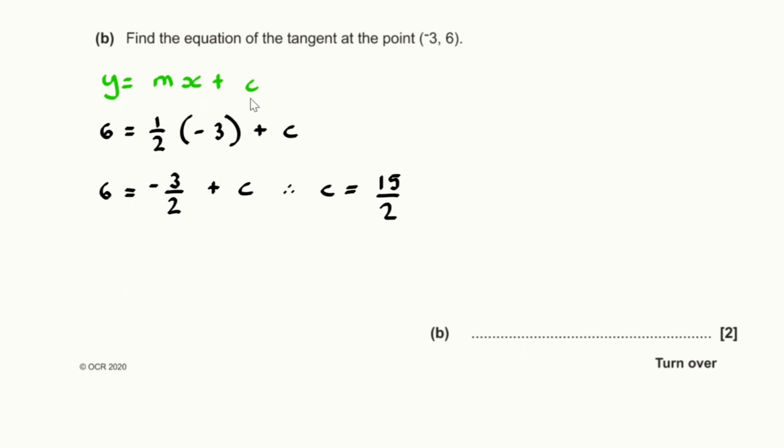And therefore, knowing what c is and knowing what m is, we've got the equation of the tangent being y equals 1/2 x plus 15 over 2.